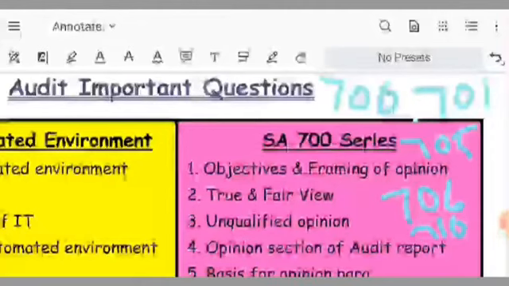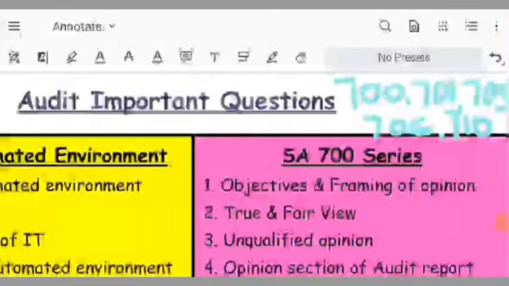And in all these 700 series, the questions will be regarding chapter number 11, that is audit report. Yes, with the SA 700 series, the first question is the objective and framing of the opinion. What is included in the answers of that? Means what are the objectives as per SA 700? Firstly, you have to form the opinion on the basis of the conclusions, and then the opinion which you have arrived at, you have to communicate through a written report. Remember it, written report, not the oral report.